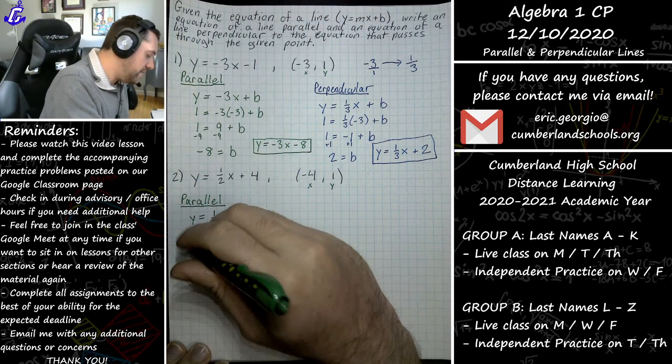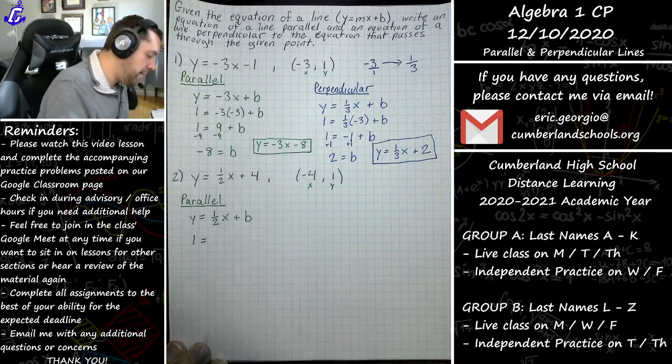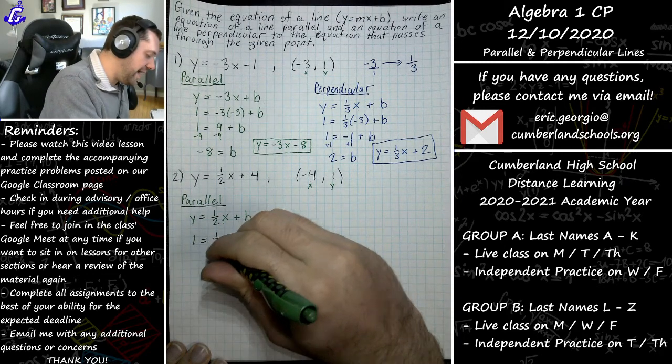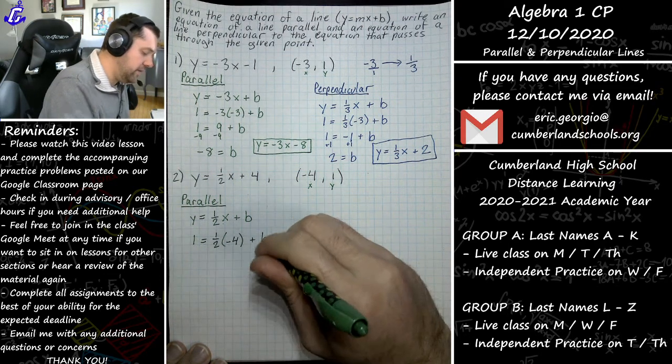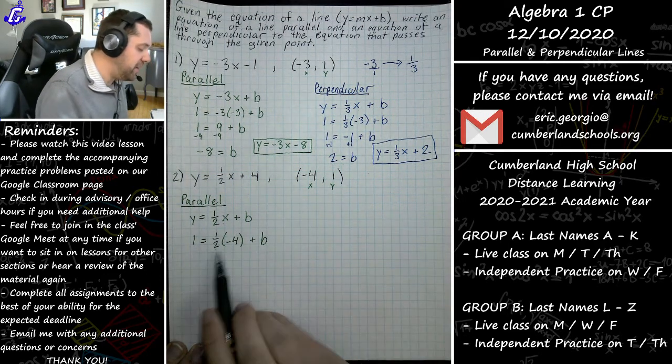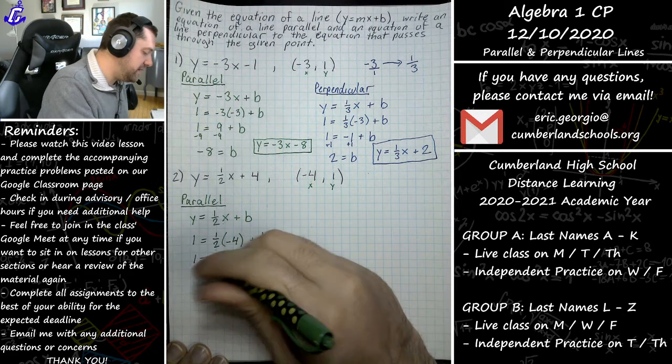Ready? I'd say 1 equals, because that's y, 1/2 x, x is negative 4, plus b, I don't know what that is yet. Half of negative 4 is -2.